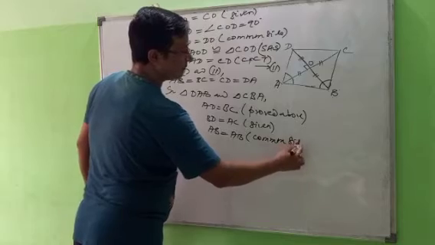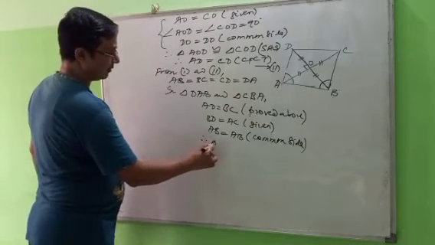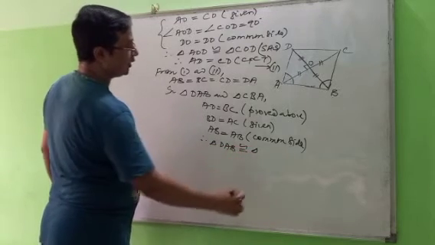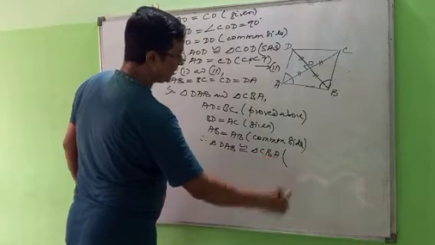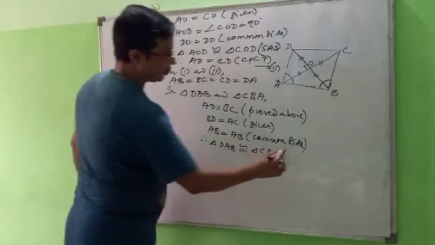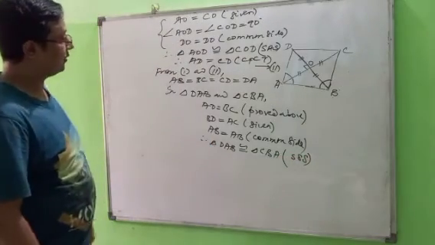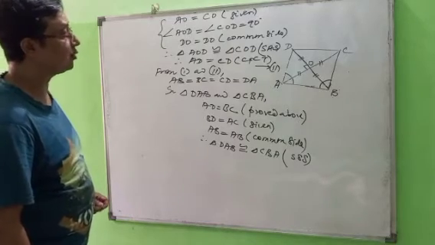Common side. So thus triangle DAB is congruent to triangle CBA. So this is by SSS, side, side, side. Now the two triangles became congruent, so their corresponding angles are also equal.